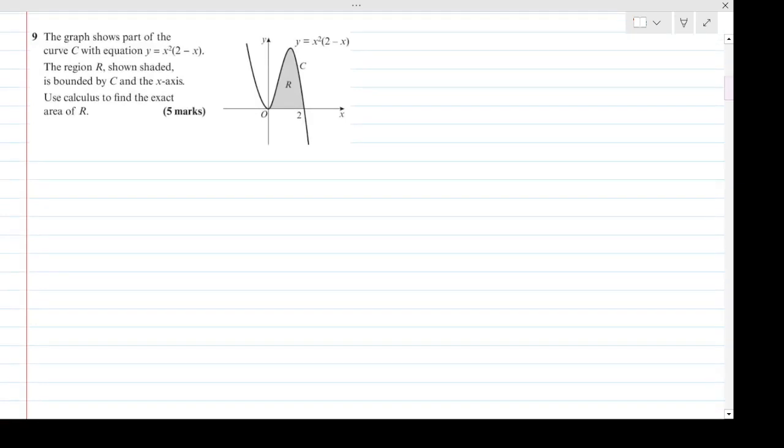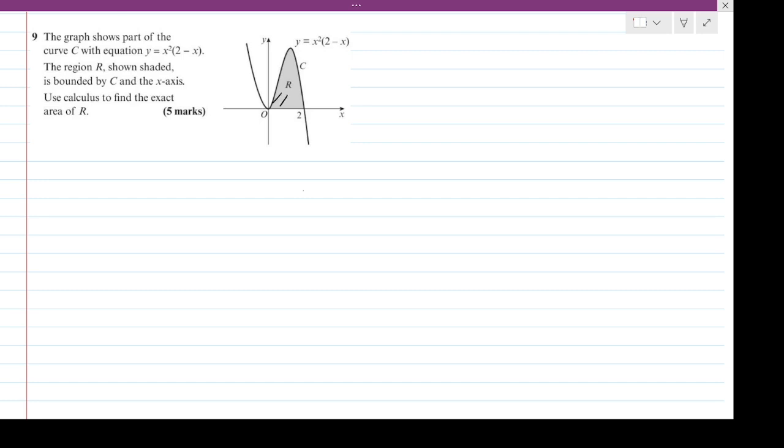So we've got this one first, and we're given a graph, and we're told the graph shows parts of the curve with equation y is x squared of 2 minus x. The region R, which is shaded right here, the grey area, is bounded between the curve C and the x-axis. So it's the area under the curve between 0 and 2. And we need to use calculus. Remember, calculus means differentiation and integration. We're going to need to use integration here to find the area of the region R.